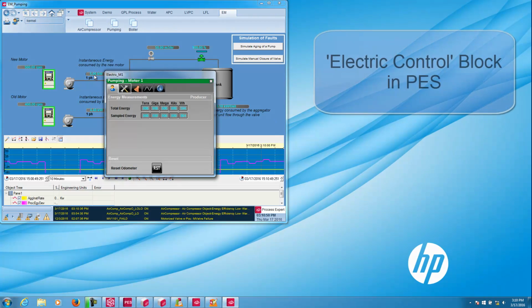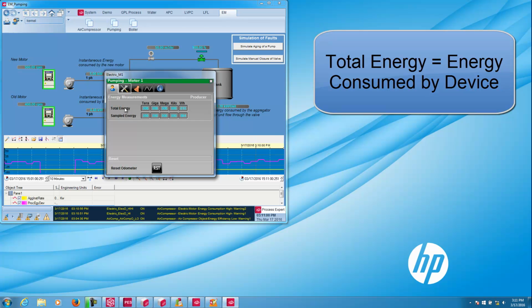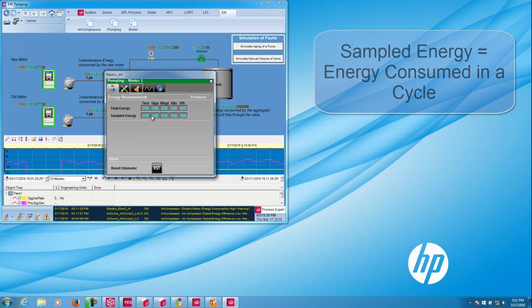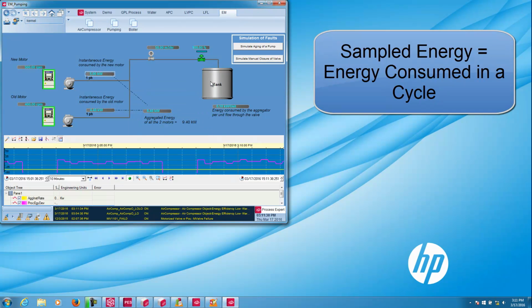This particular control block is referred to as the electric control block. It has 2 key pieces. It has the part that is called total energy. Total energy is defined as the amount of energy consumed by the device, in this case the motor. And the second energy measurement is sampled energy, and that is the amount of energy that's consumed since the last start of a cycle. We can go ahead and reset those, and you'll notice that it drops to nothing at the beginning of the cycle.